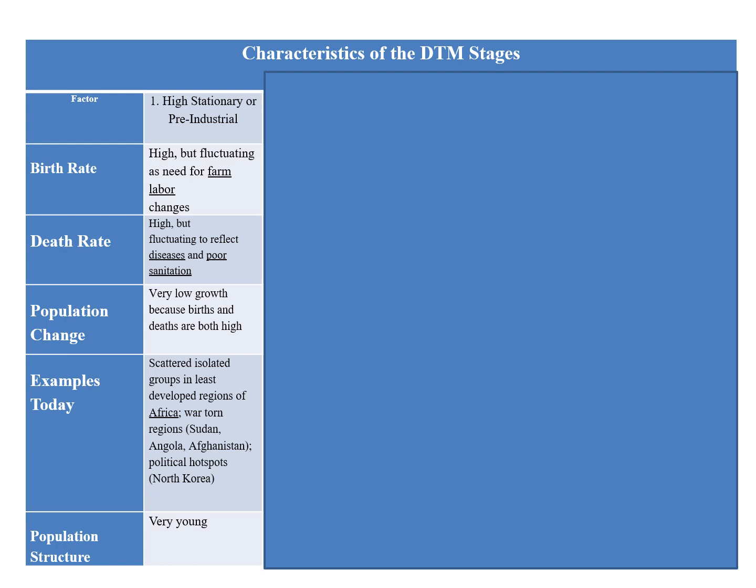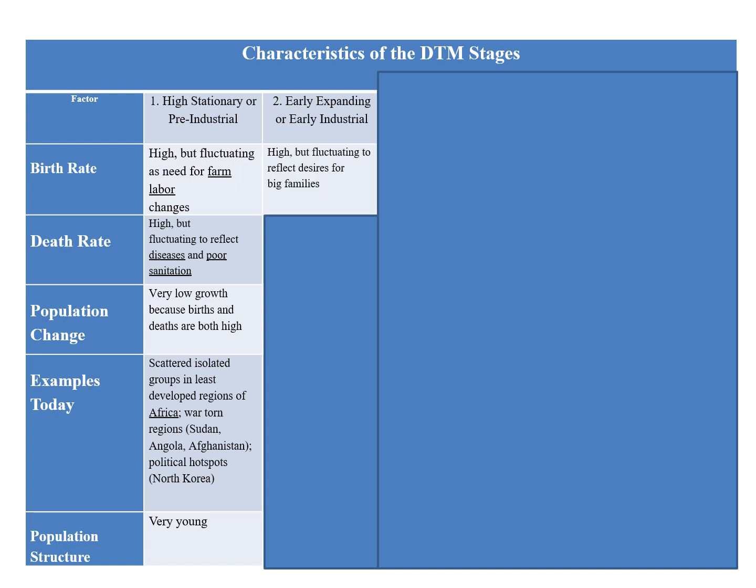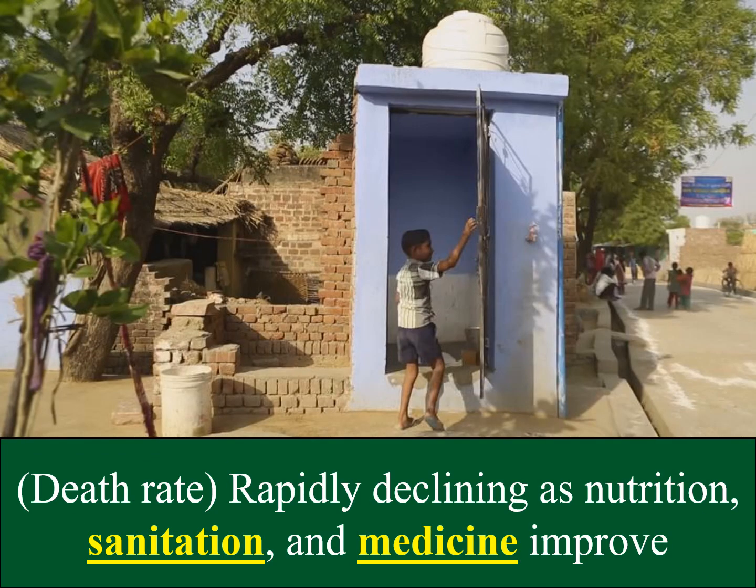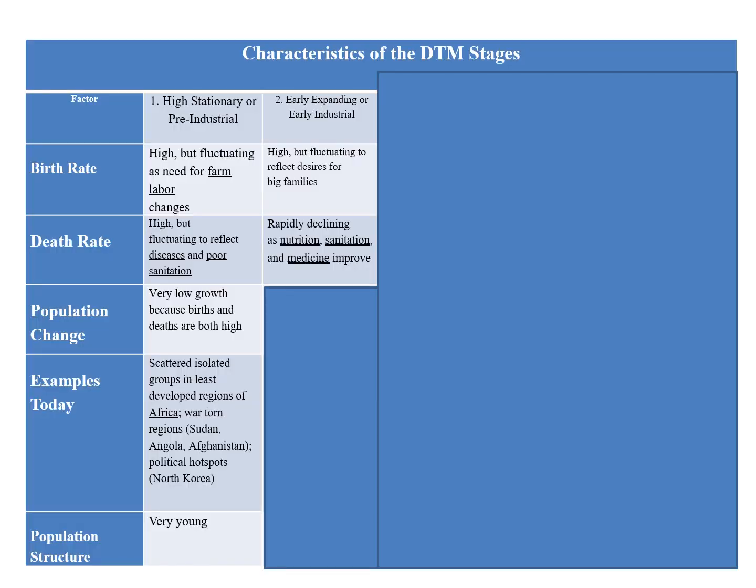And when countries were in stage 1, you would have a very young population structure. People don't live to be old, and you have lots of children. Moving on to stage 2 of the demographic transition. We're still going to have high birth rates in stage 2. However, the change in stage 2 is that your death rate starts to decline. So rapid decline as nutrition, sanitation, and medicine all improve. So again, stage 2 is going to have high birth rates and lowering death rates.